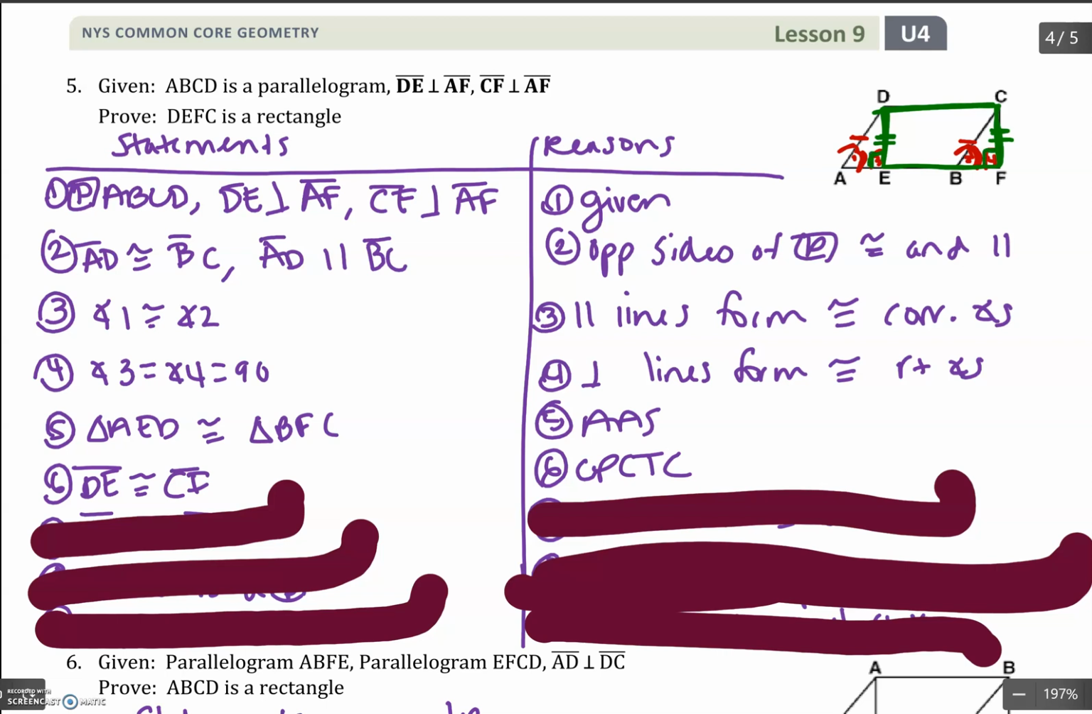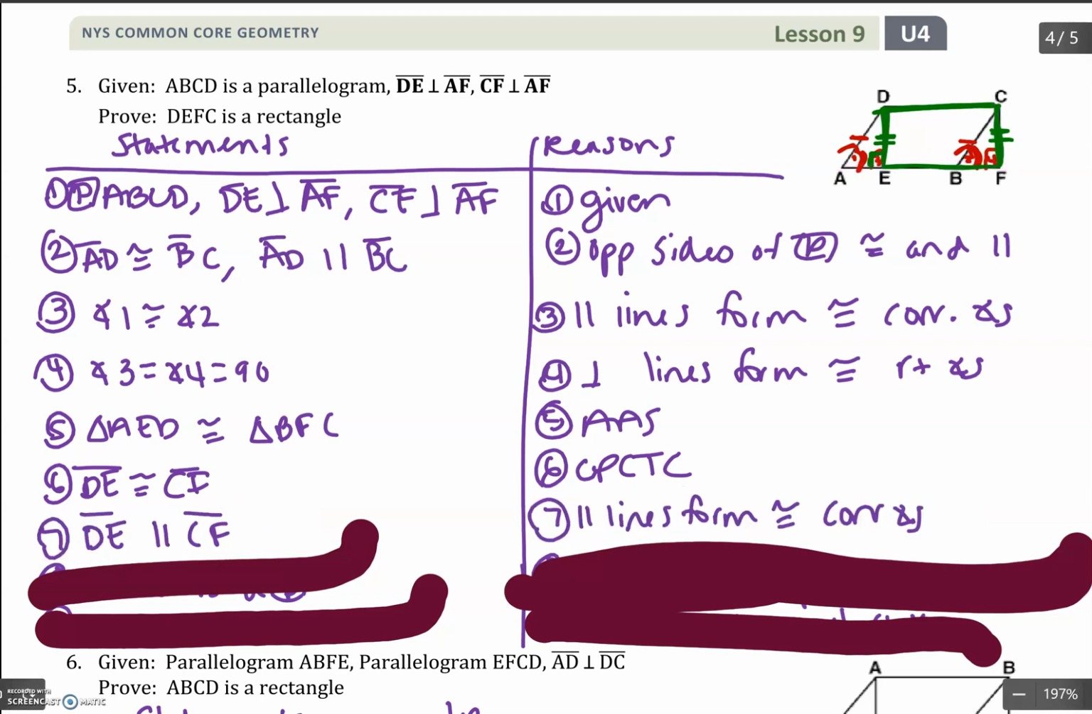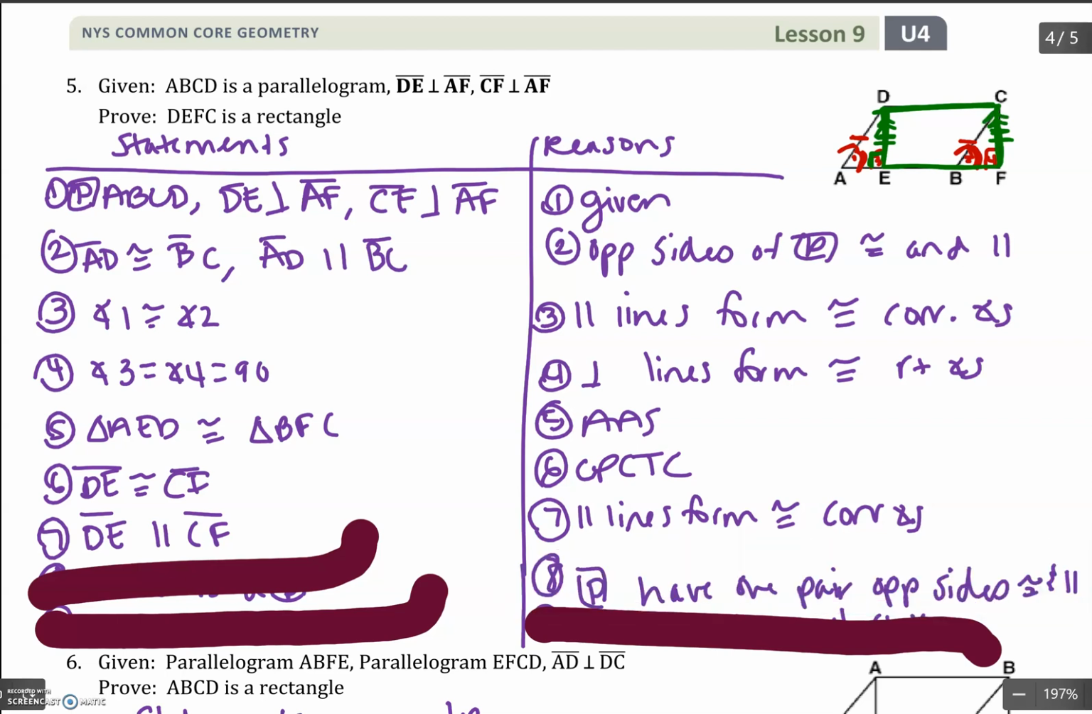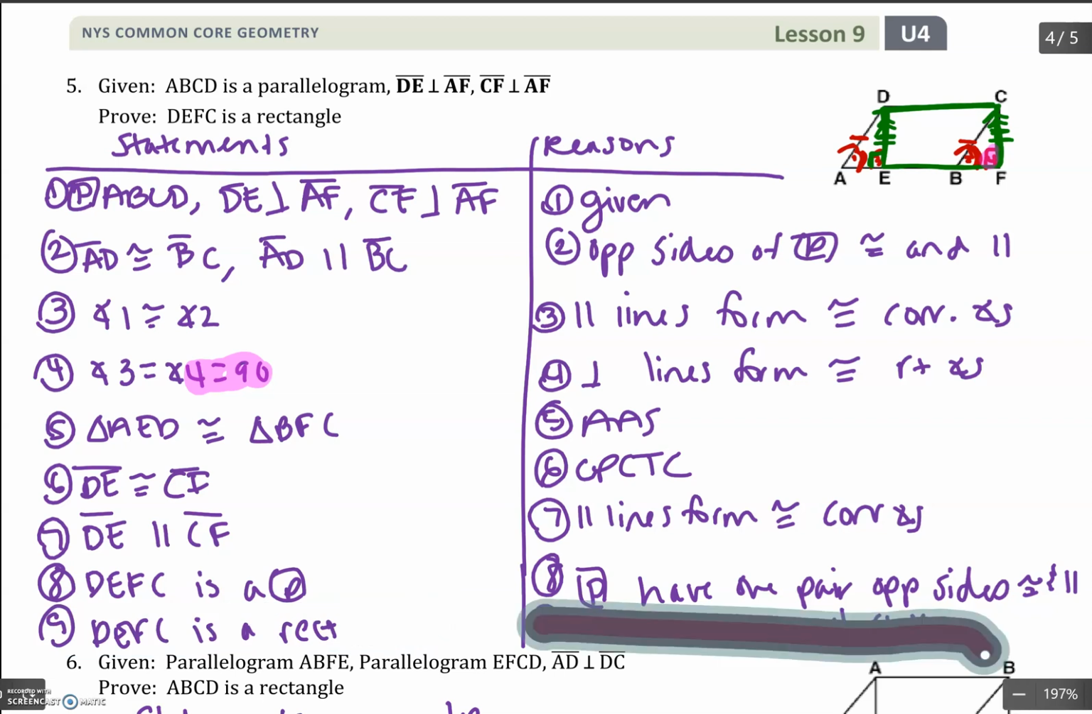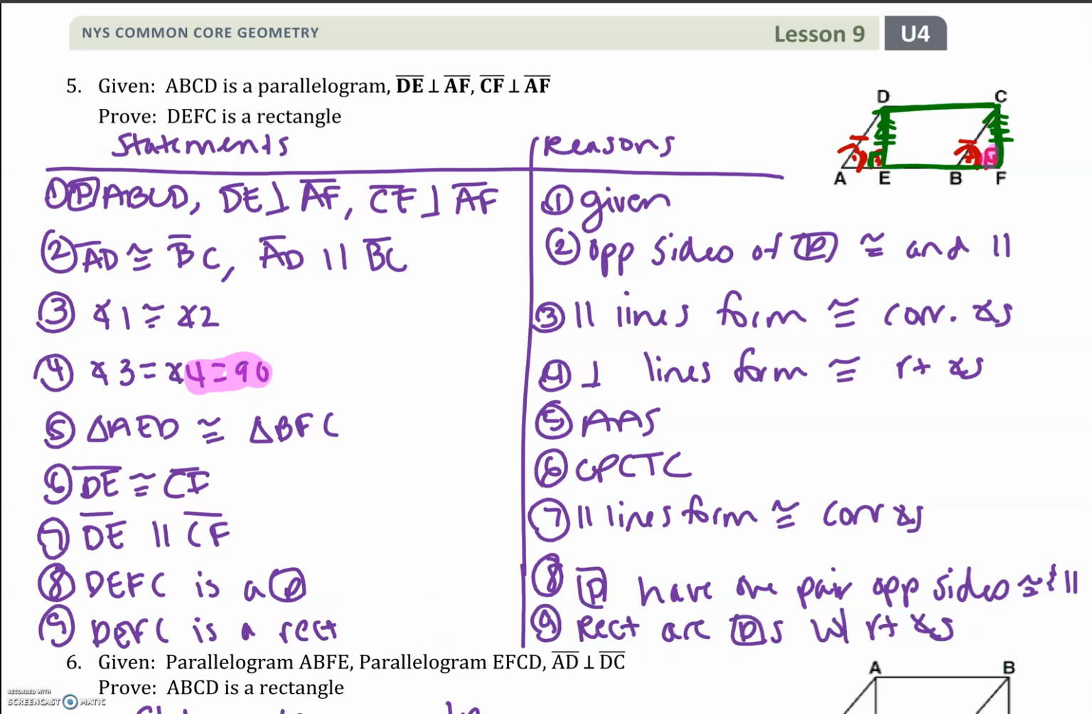Because if that's true, then here we have congruent corresponding angles again, which means we also have parallel lines again. So DE and CF also have to be parallel to one another. So these two lines, DE and CF, are parallel and they're congruent. Having a pair of opposite sides parallel and congruent makes something a parallelogram. Keep in mind we also knew that angle 4 was a 90-degree angle. And since angle 4 is a 90-degree angle, it's not just a parallelogram, it's a rectangle, because a rectangle is a parallelogram with a right angle.